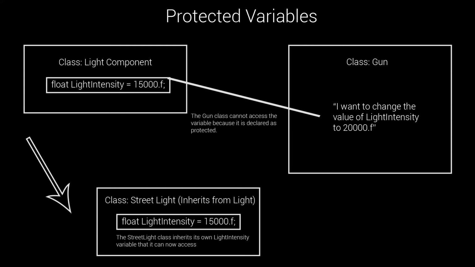Finally, we have protected variables. So gun still can't change the light's intensity. This is exactly like a private variable. But in this case, we have a class called streetlight, and we have told streetlight we want it to inherit from light. When we start writing code, I will do some protected variables. You will see them in some of the code videos that I do. Basically, if a variable is protected, when a class inherits from it, so for example streetlight inherits it, it gets its own copy of light intensity. So say we have 10 streetlights in our level, we would make a class called streetlight, and each streetlight would get its own intensity, which makes sense, right?